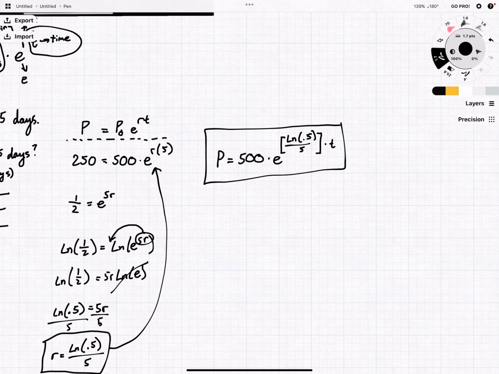Part C, find the amount remaining after 3 weeks. Well, 3 weeks, that's the equivalent of 21 days. So since this is measured in days, we want to make sure that we're consistent with that, and we have our answer in days. So we'll have P equals 500 e to the, it's a lot to write, but it's good to do, ln of 0.5 over 5 times 21. Okay, now we'll go ahead and do our math.